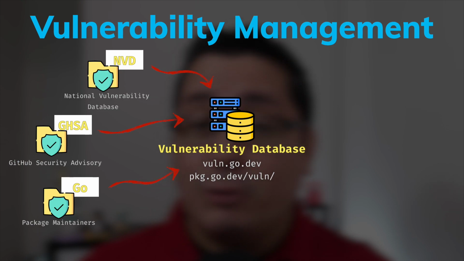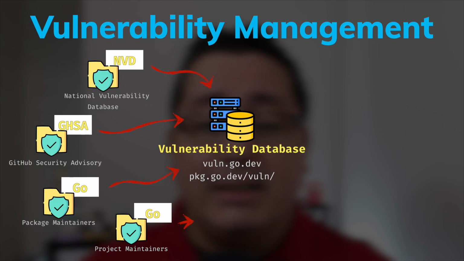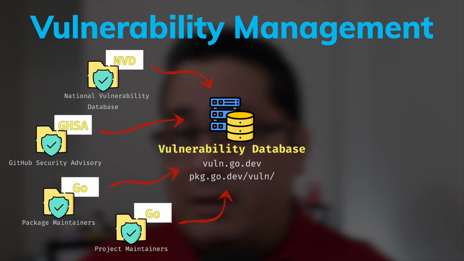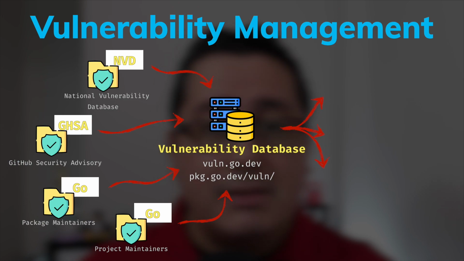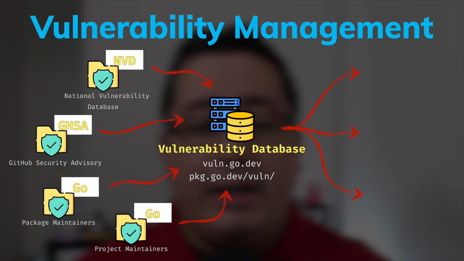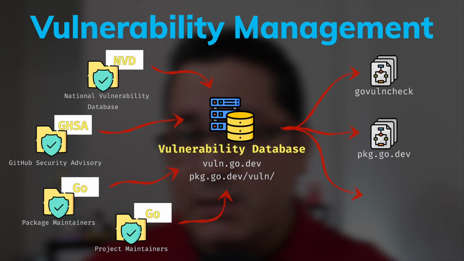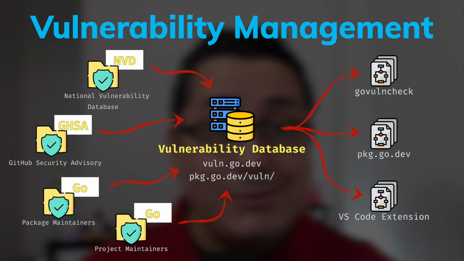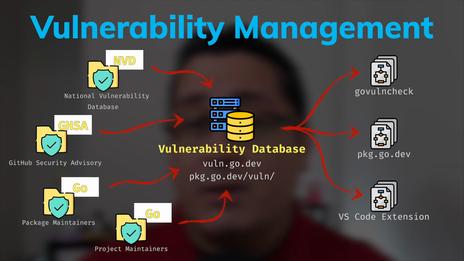At the moment, I will show you three different examples. One is govulncheck, which is going to be detecting vulnerabilities in the code and in your binaries. But this also is available in the Go package discovery site, and I think it's going to be added soon to a plugin in Visual Studio Code. So let me show you the three examples.